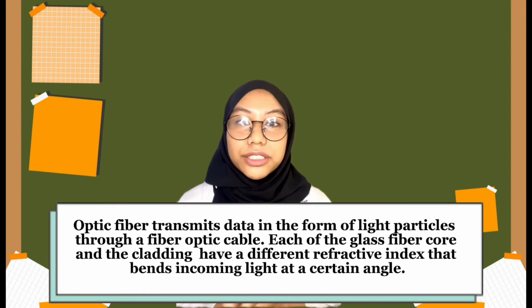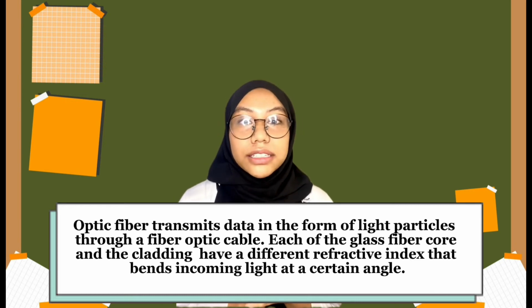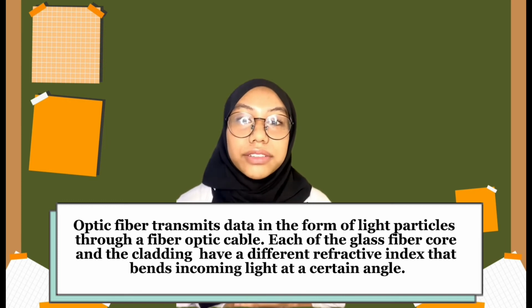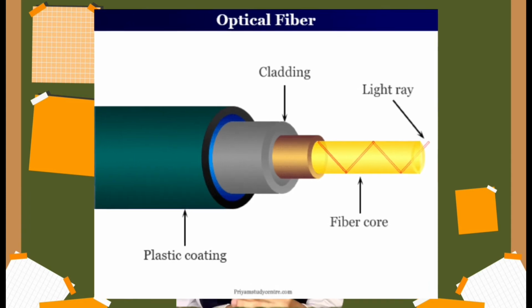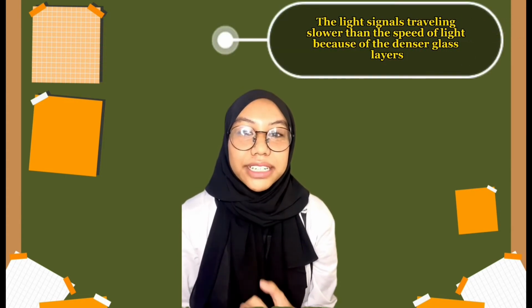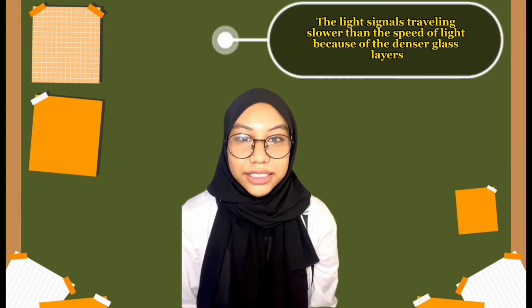So, how does optical fiber work? Optical fiber transmits data in the form of light particles through a fiber optic cable. The glass fiber core and the cladding each have a different refractive index that bends incoming light at a certain angle. When the light signals are sent through the fiber optic cable, they reflect off the core and cladding in a series of zigzag bounces, losing very little of their intensity as they travel, following a process called total internal reflection. The light signals travel slower than the speed of light because of the denser glass layer.